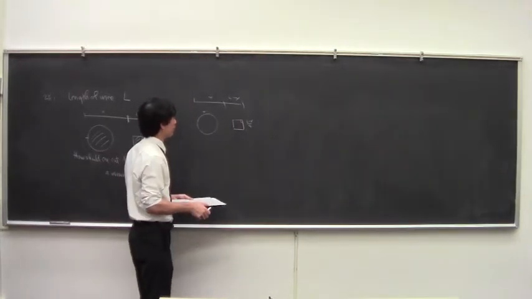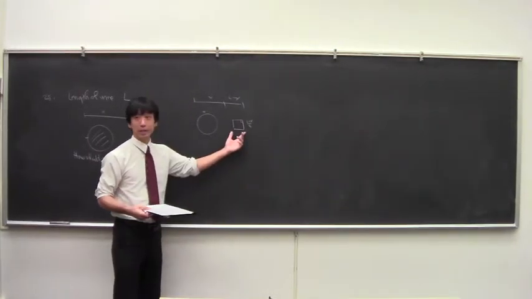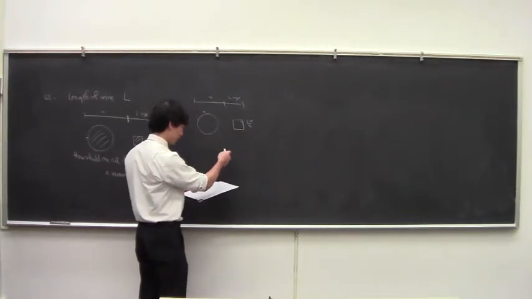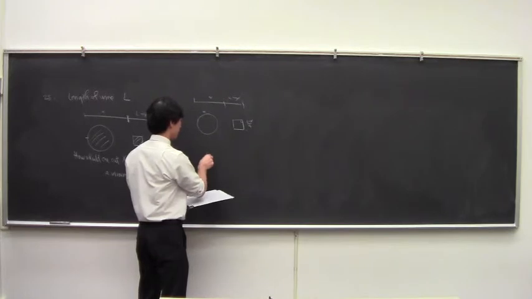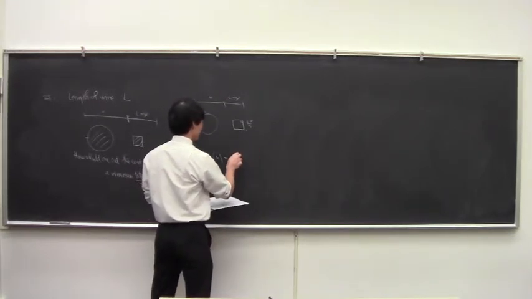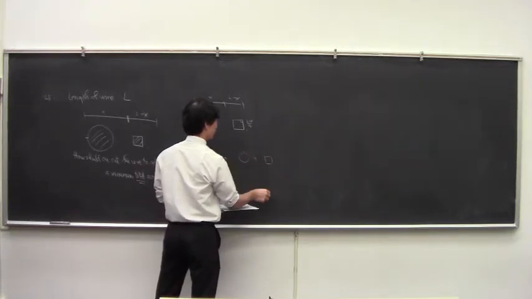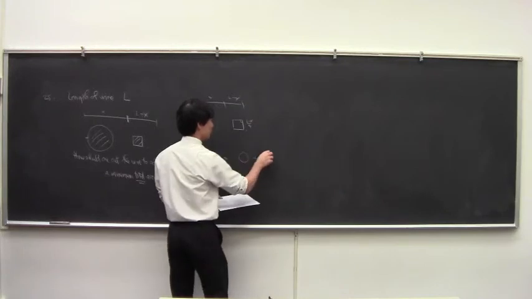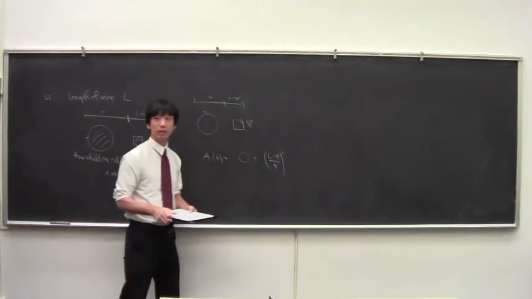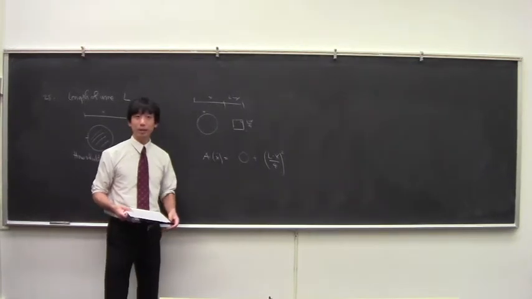So this one is easy, right? We want some function for the total area. The area is going to depend on x. It's going to be the area of the circle plus the area of the square. The area of the square is easy. It's just going to be L minus x over 4, quantity squared. What about the area of the circle?